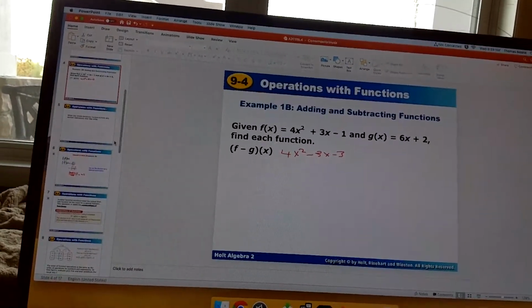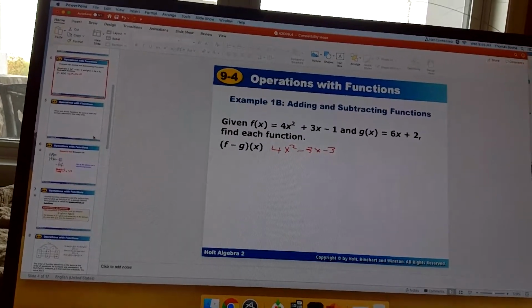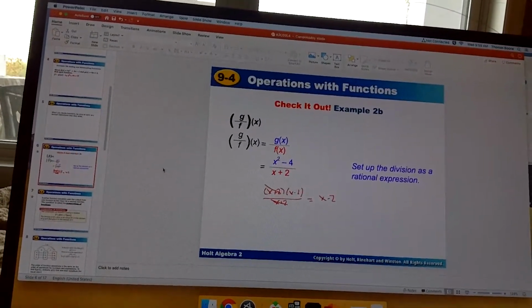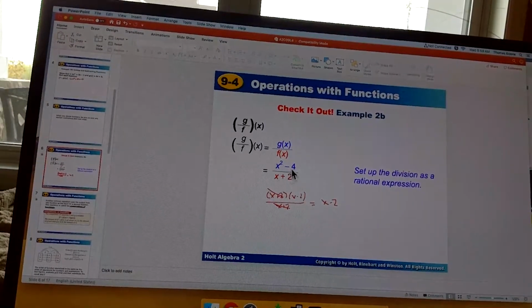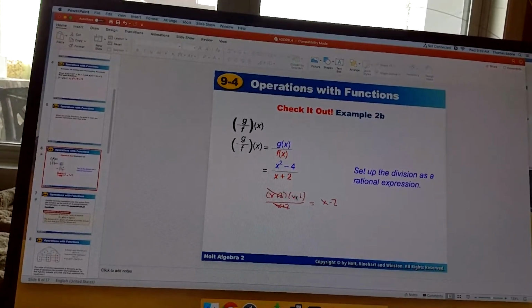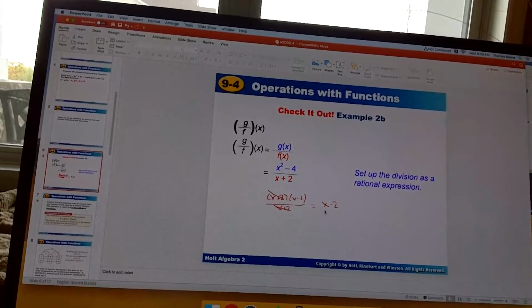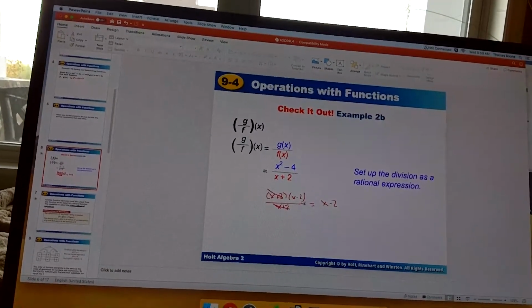Now, multiplication, typically what you're going to be doing is just distributing. We've seen those many times before. Remember, with division, let's say we had a couple of functions that look like this. Always look to factor. You might be able to factor these and cancel and simplify. So think about that when you do division.